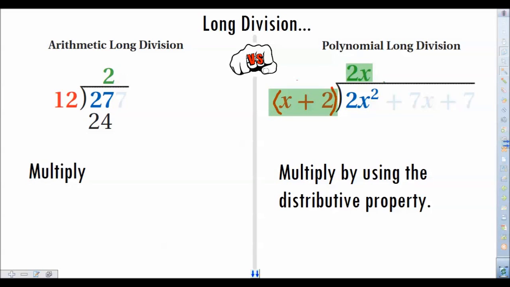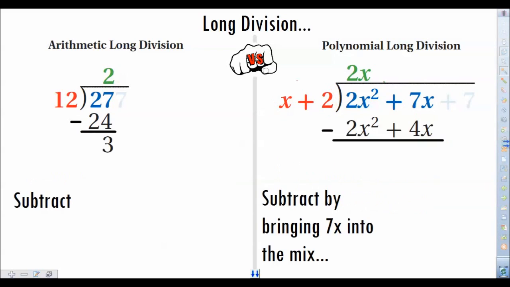And now, when we multiply there, we're going to use the distributive property. Bang, just like that. So we took the 2x times the x, we took the 2x times the 2, giving us 4x right there. Now back over to the arithmetic long division. What did we do next? Yeah, we had to subtract.